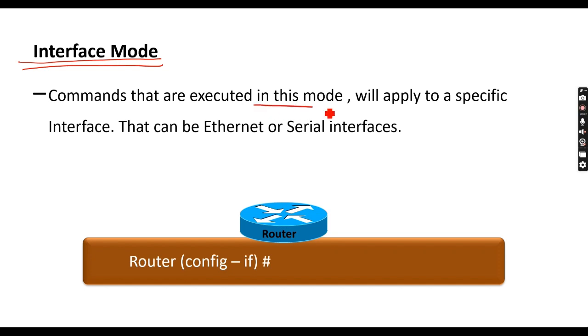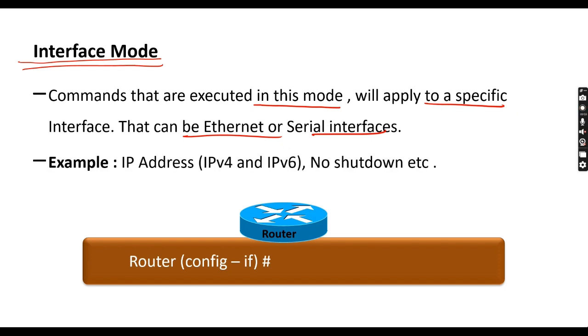Commands executed in this mode are applied to specific interfaces, which can be Ethernet or serial interfaces. What kind of commands can you run? You can configure the IP addresses, you can define no shutdown, and you can define some more properties under the interface mode. How do you identify it? Config-if means interface mode.